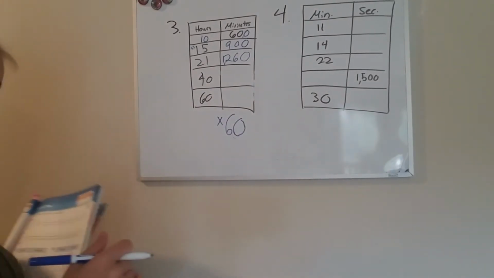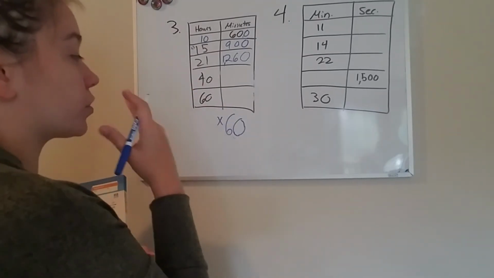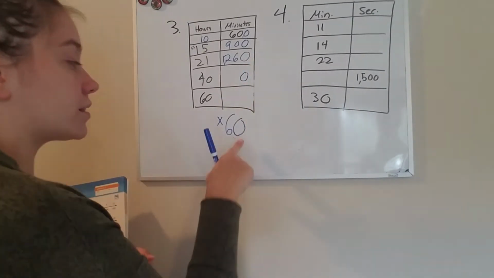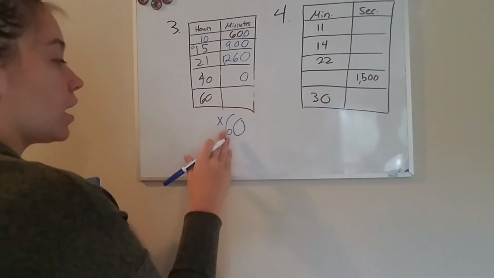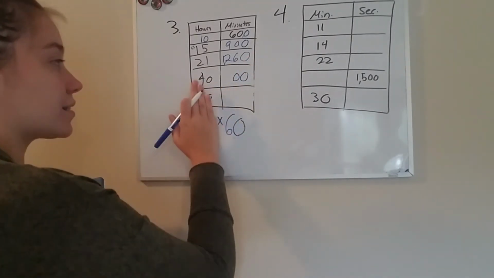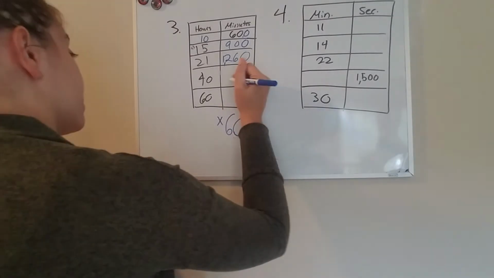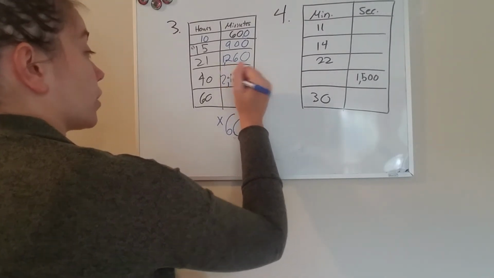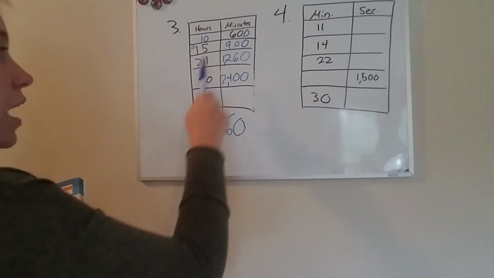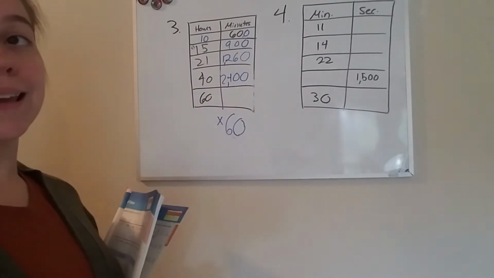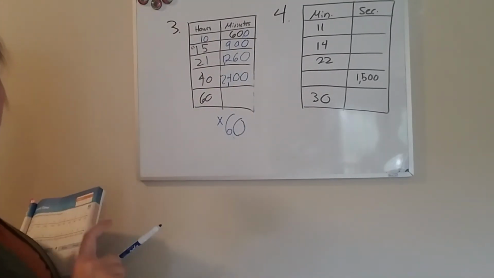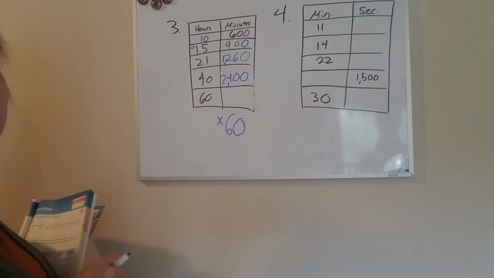Now, let's look at 40 hours. So we're taking 40 times 60. Again, we're going to carry that 0 from our 60 up, and we're going to take 6 times 0 is another 0, and 6 times 4 is 2,400. You're going to notice that we're going up. We're going up in hours, so we're going to be going up in minutes. If for some reason you reach a number that's less than the one above it, you might want to check your work because you probably didn't do it correctly.